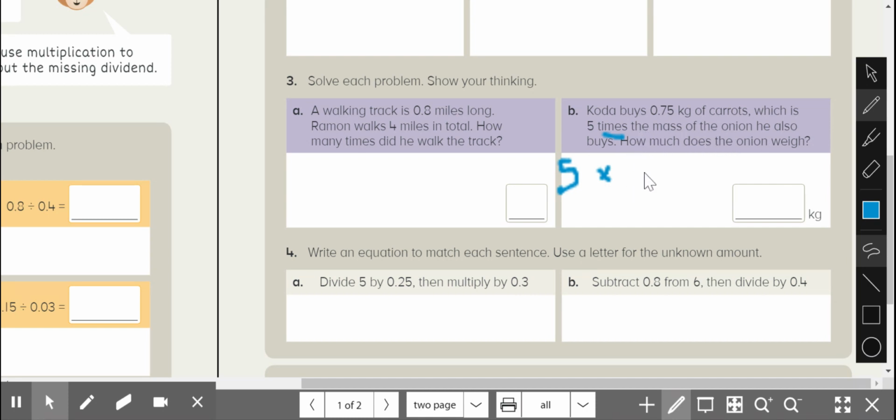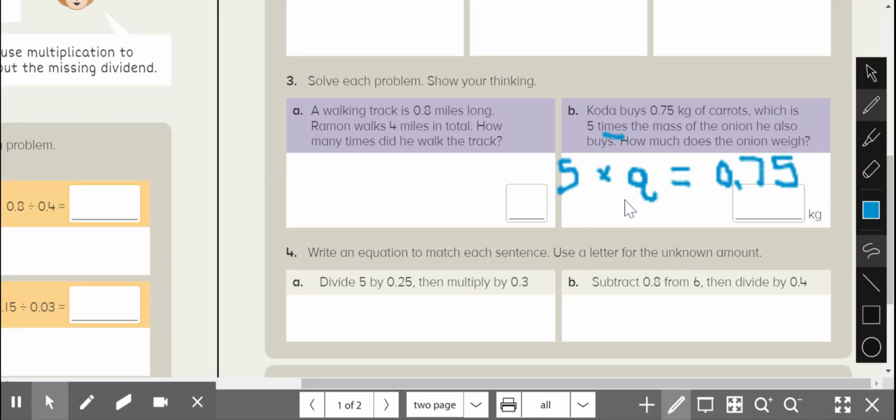So we don't know. Let's just go ahead and use a little lowercase o for onion. Oh boy, let's not do that. Let's call this a q. 5 times q equals 0.75 kilograms. So 5 times something equals 0.75 kilograms. We should see that whatever this letter q equals, it's going to be a decimal fraction that's going to have a hundredths place value to it. Maybe it'll have a tenths, but it'll also have a hundredths place value as well.